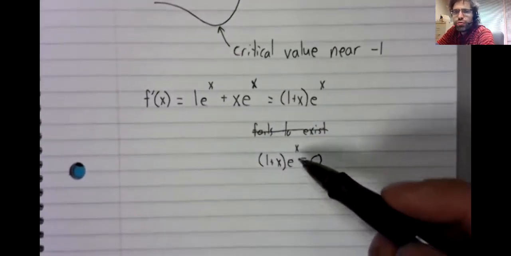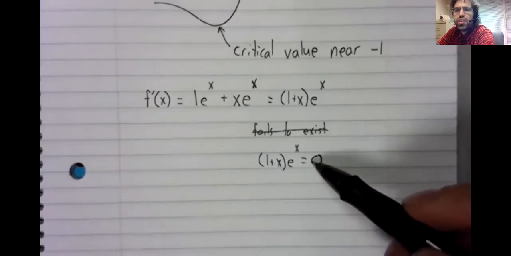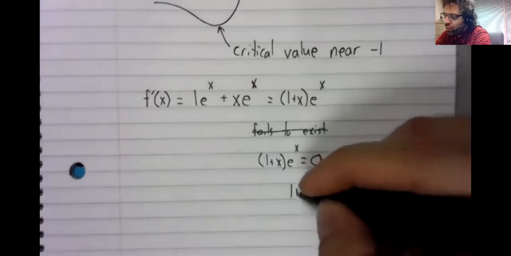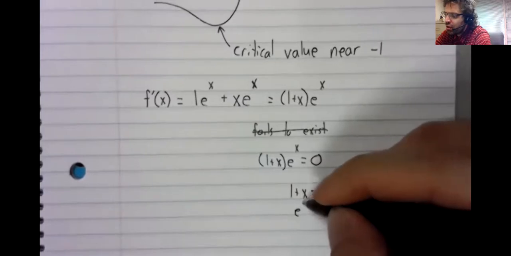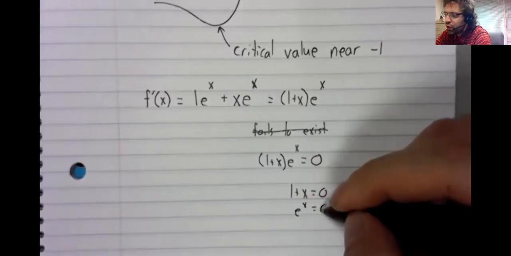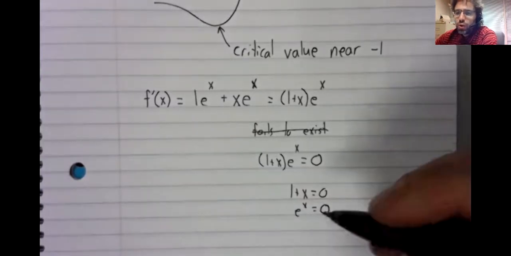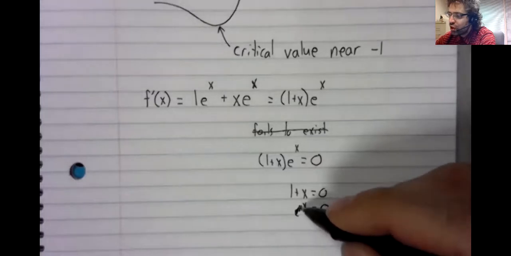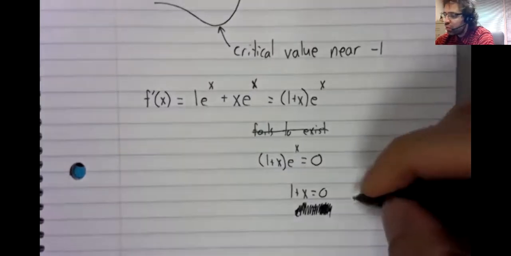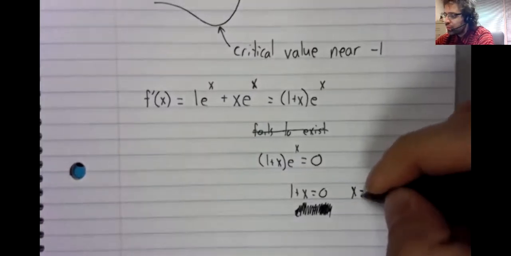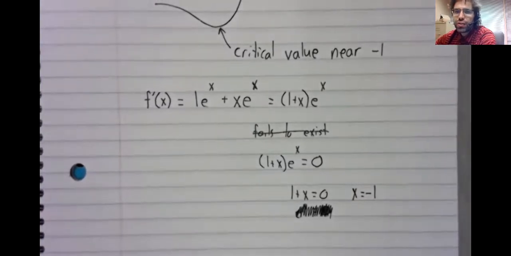Now, the zero product property says that if we have a product and it equals 0, then a term in the product equals 0. College algebra or high school algebra tells us that e to the x never equals 0. So there's one critical value.